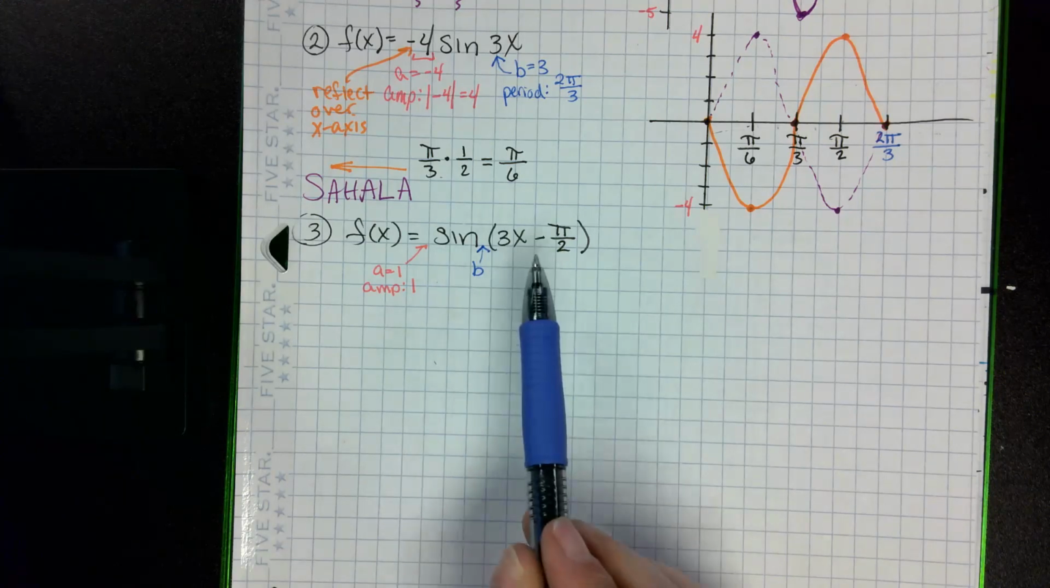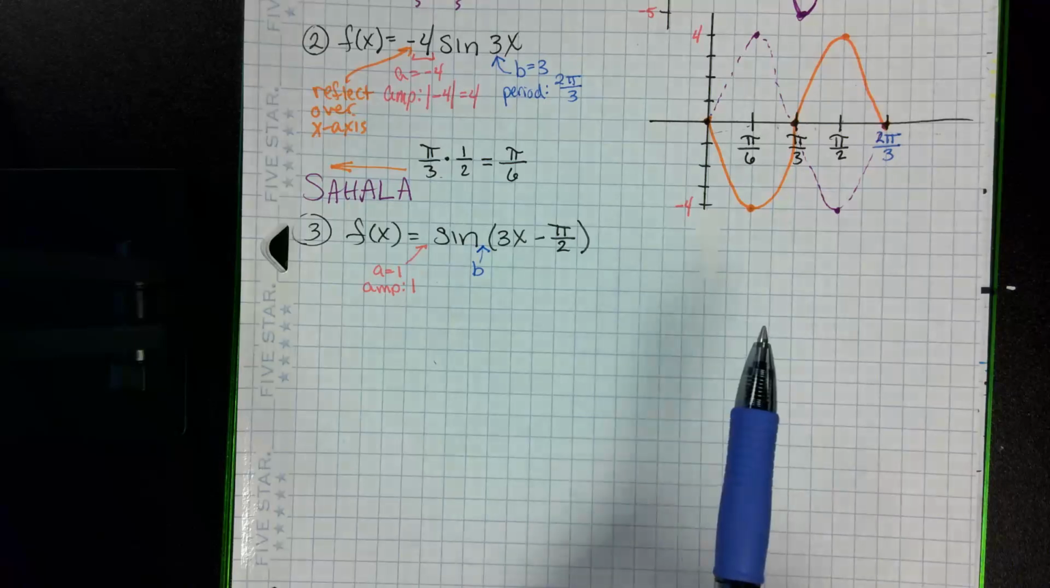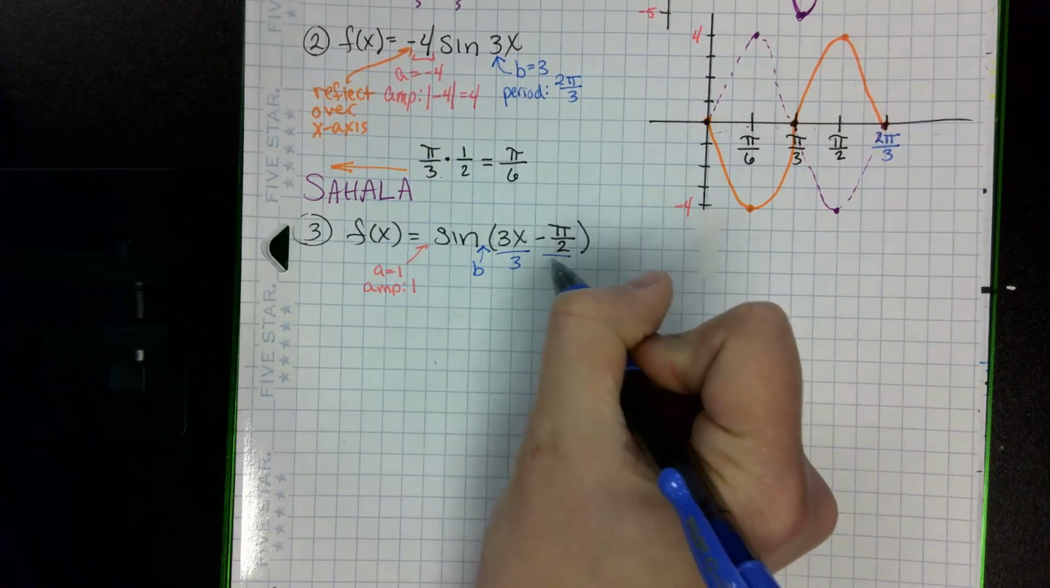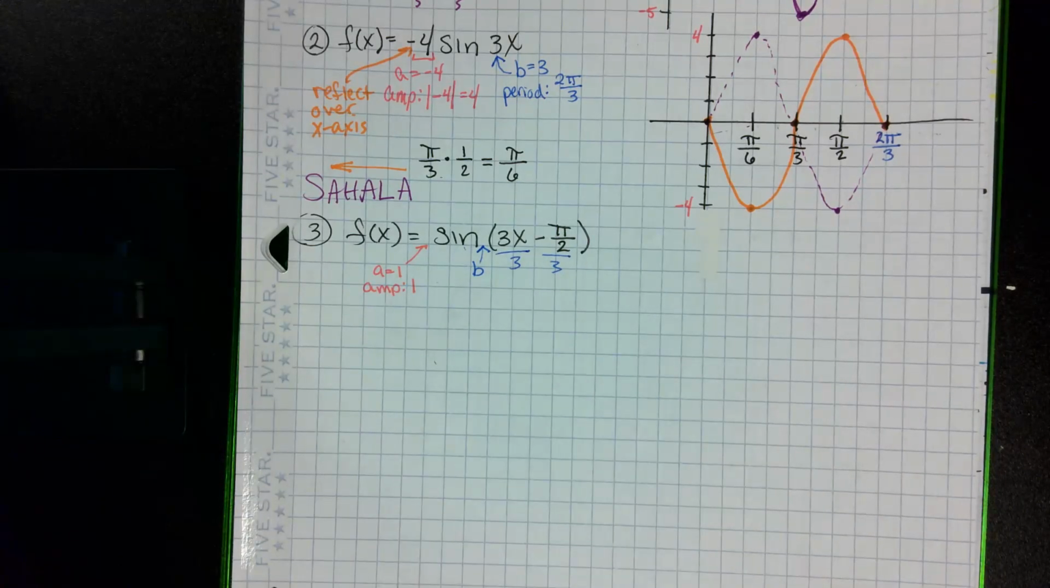Like if it was a greatest common factor, I would divide both of these by 3, right? That's pretty much what we're doing. We need to divide by 3 to get this number out because it's going to change the horizontal shift. It's not going to be pi over 2 anymore. It's going to change.